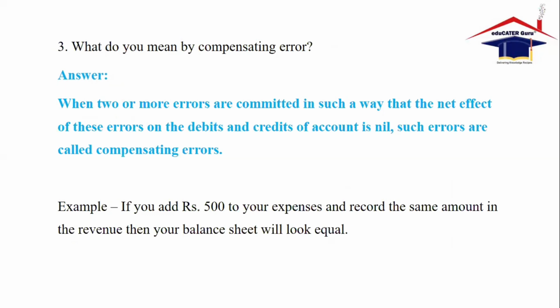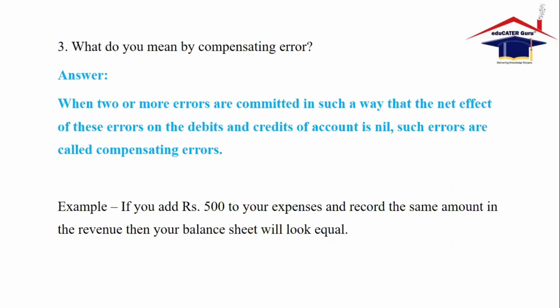Next, what do you mean by compensating error? When two or more errors are committed in such a way that the net effect of these errors on the debits and credits of account is nil, such errors are called compensating errors. I've just given you a small example here for easy understanding.